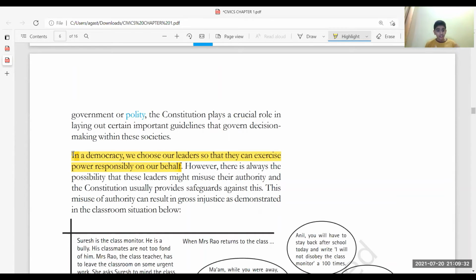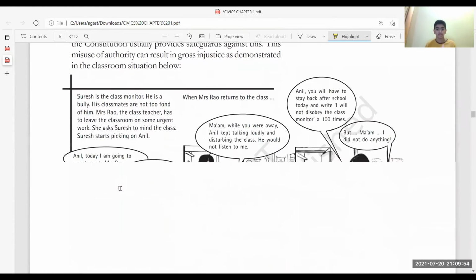I can't contest. So in place of us, we choose a few leaders who play our role, who play our role of exercising the power. Understood? And there are possibilities that these leaders may misuse the authority given to them. We don't know what happens. Here we have a story too.